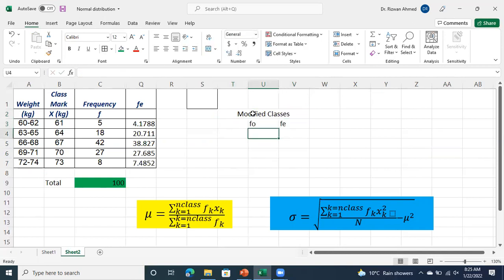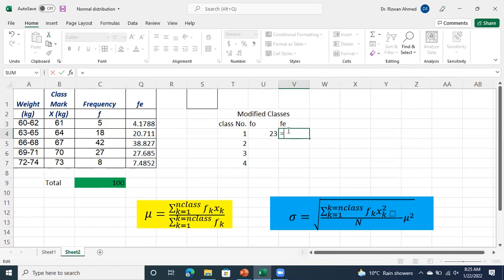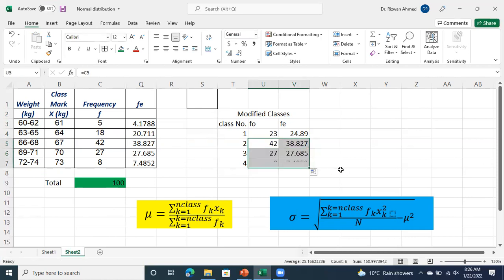Modified classes. So observed frequencies and expected frequencies, and I say class number 1, 2, 3, 4. So first two have been merged. So only the frequencies, so this plus C. And similarly, not from the D cell, it should be from the Q cell. So this should be equal to this frequency plus Q3. The rest of the frequencies should be taken as such. So here it will be equal to this value.